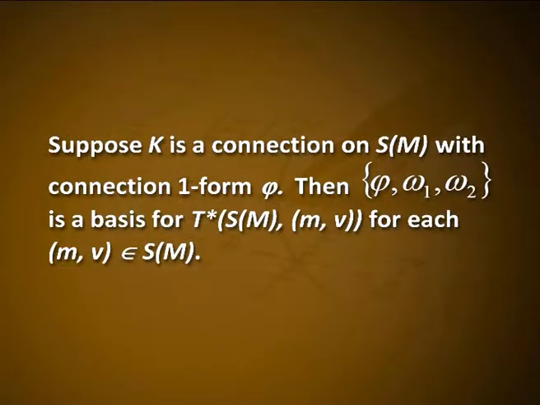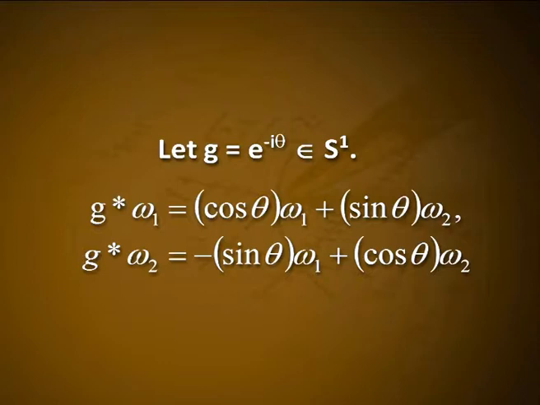Note 2. Suppose K is a connection on S of M with connection one-form phi. Then the set phi, omega 1, omega 2 is a basis for T star S of M at m, v for each m, v an element of S of M. Note 3. Let g equal to e raised to minus i theta, an element of S1. Then g star omega 1 is equal to cos theta into omega 1 plus sin theta into omega 2, and g star omega 2 is equal to minus sin theta omega 1 plus cos theta omega 2.